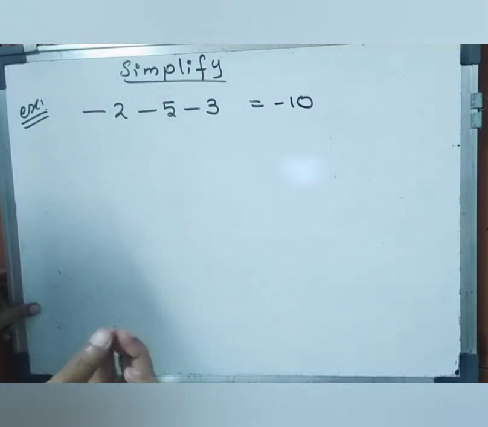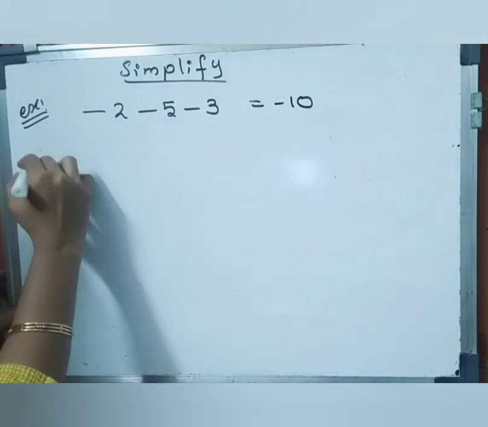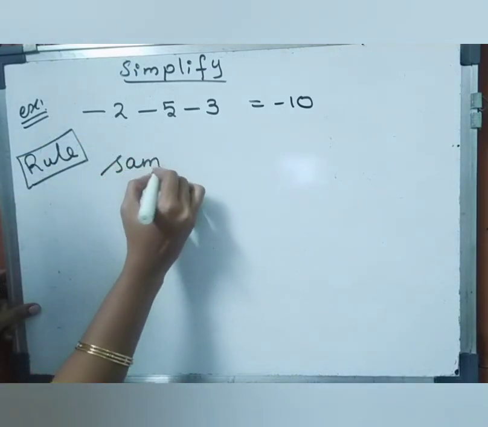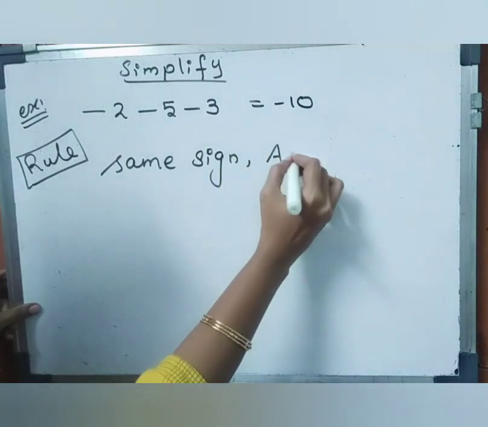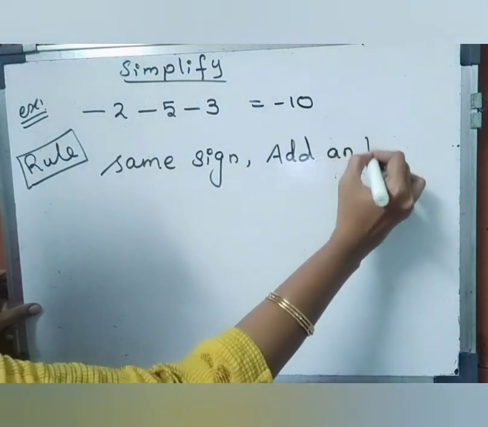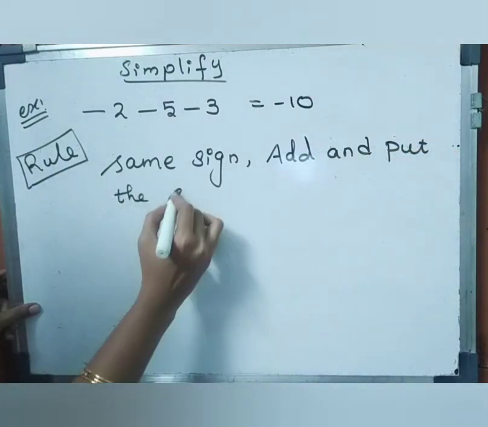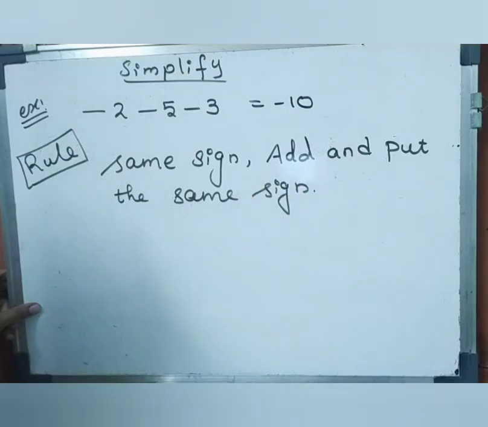For all the time I cannot give the word loss or profit, whatever it is. So what rule are we going to have? Rule number 1: same sign of integers, add and put the same sign.